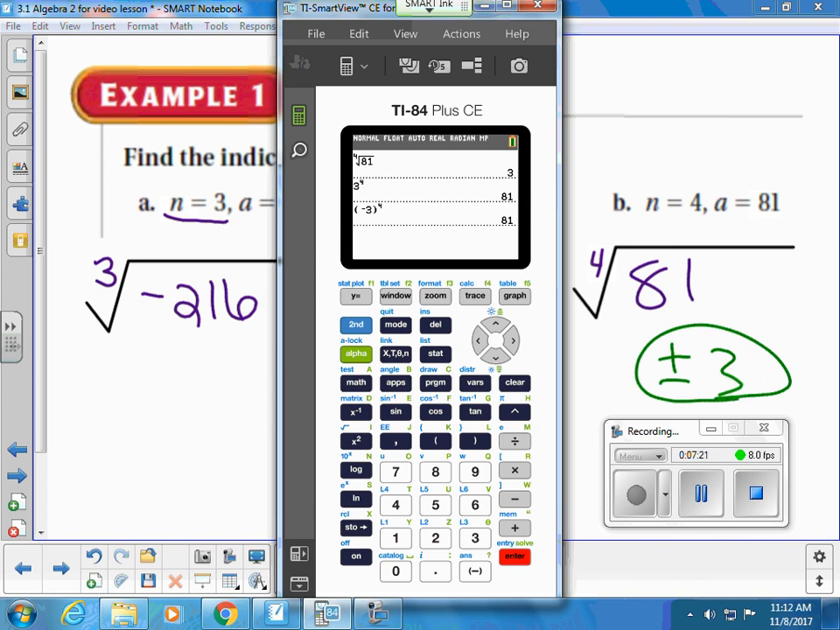All right, so hopefully you found that button in the calculator. If not, you can pause the video and have a neighbor help you.